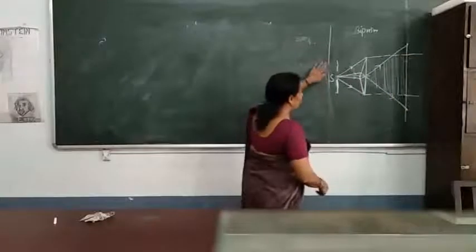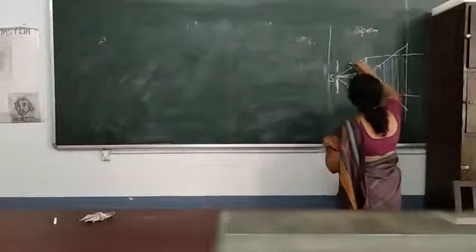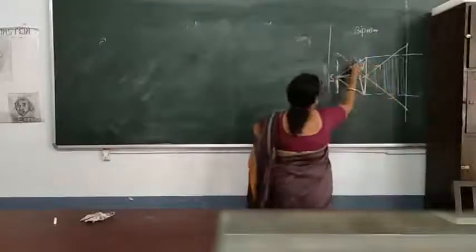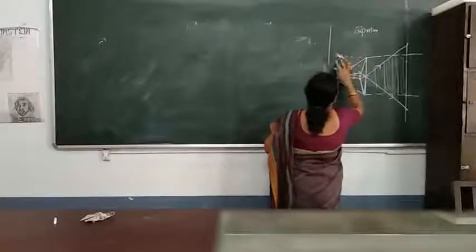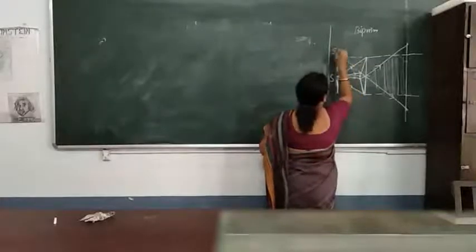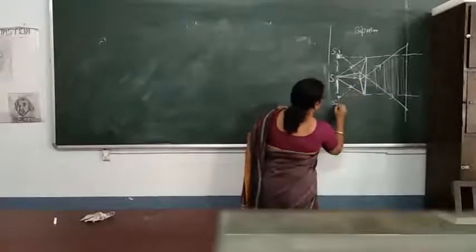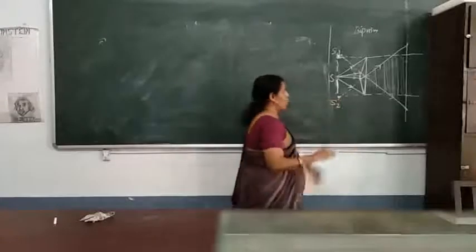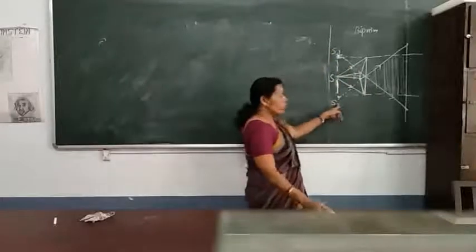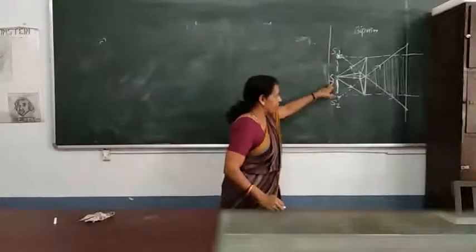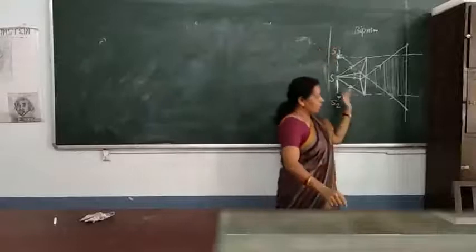And here I will show how the coherent sources are produced. See these refracted rays, when we produce them backward, we get one source, one virtual image. So S1 is produced here and one more here. So S1 and S2 are the virtual images of S produced after refraction through this biprism. S1 and S2 are the virtual images of the slit S. And these two virtual images behave like coherent sources to produce the interference pattern on the screen.